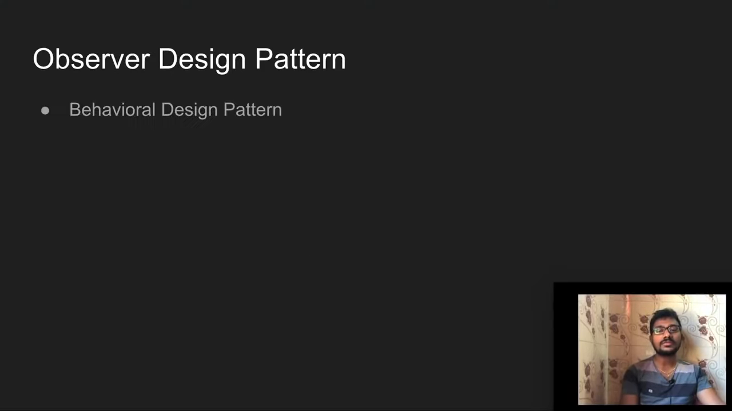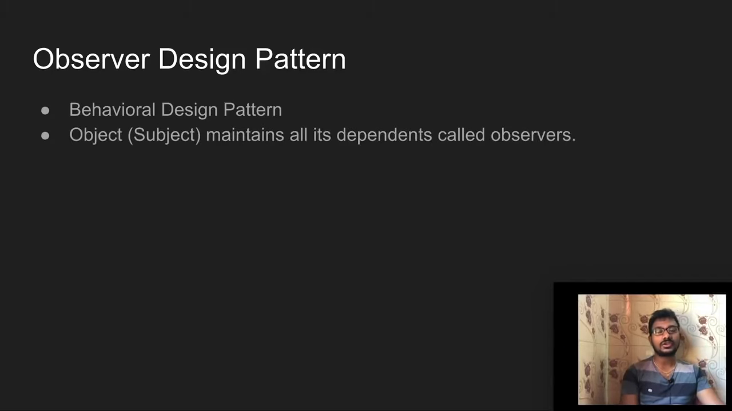We will try to relate these points with the example. First one is behavioral design pattern. This observer design pattern falls under the behavioral design pattern. The reason is that it behaves based on some state. The second point is that the object or subject maintains all its dependents, called observers.